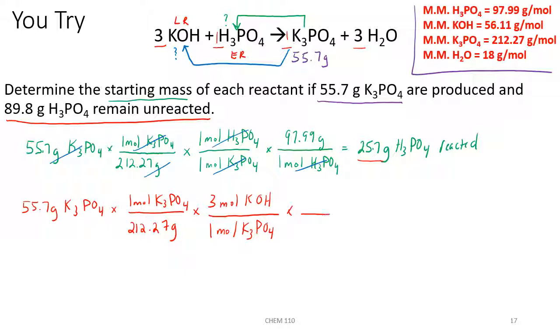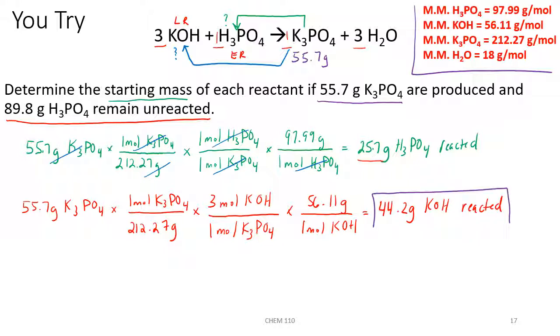And then converting our moles of KOH into grams, 1 mole of potassium hydroxide is 56.11 grams. This gives us 44.2 grams of KOH that reacted. Since the potassium hydroxide was our limiting reactant, all of it got used up. Therefore, all of it that reacted is what we started with. So that is the correct amount of our starting mass of potassium hydroxide.